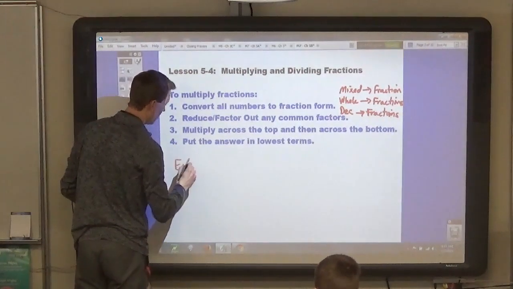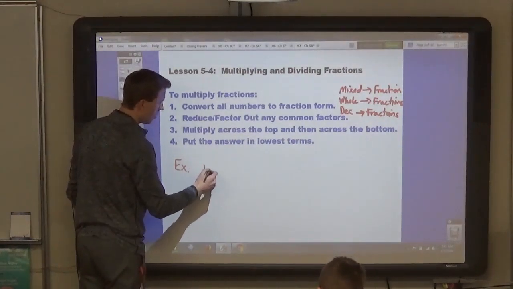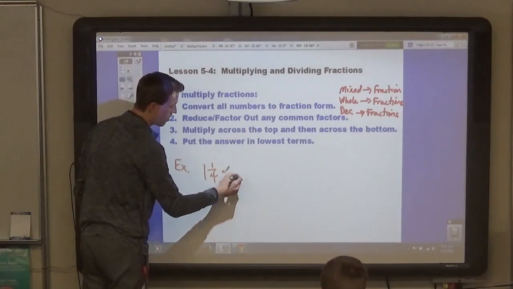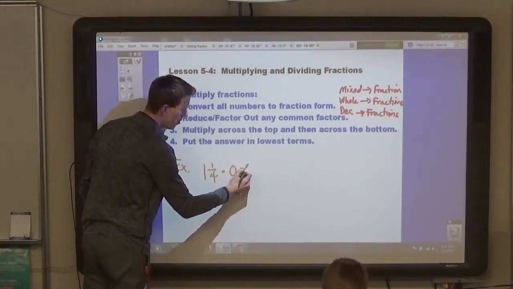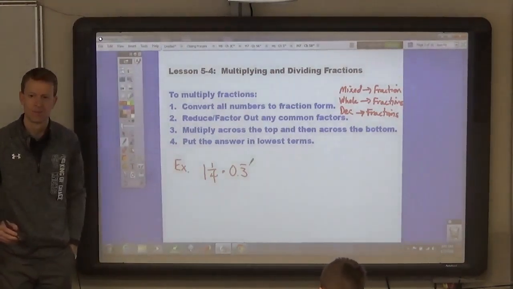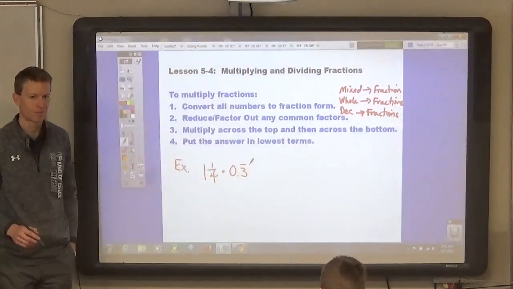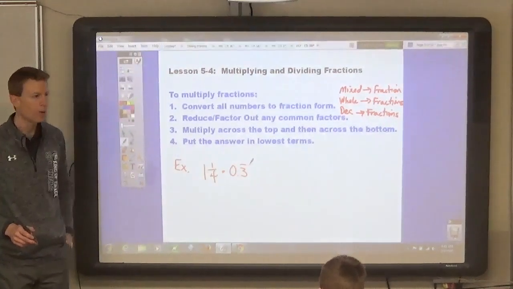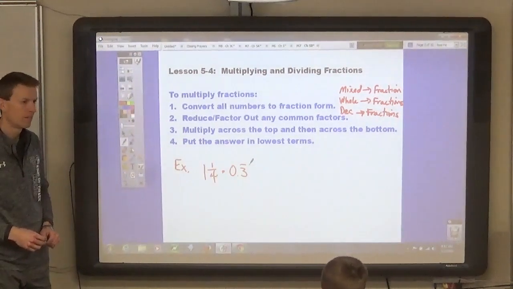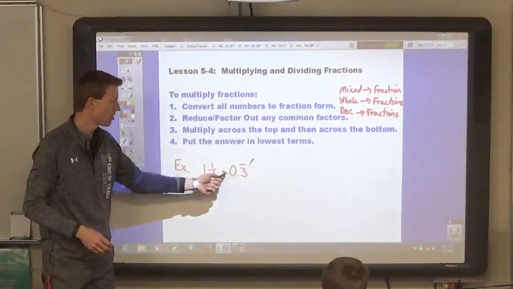So, for example, let's say that we have 2 1/4 times 0.3 repeated. How would we rewrite this so that we can multiply these as fractions?